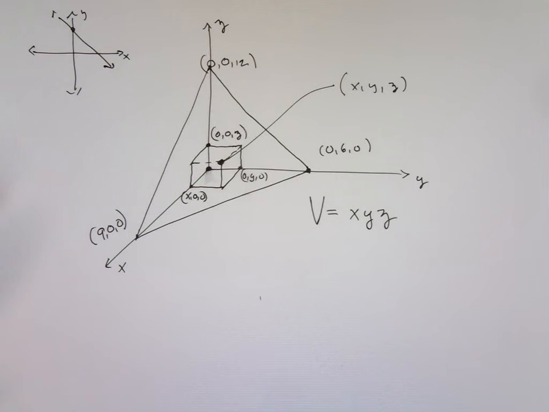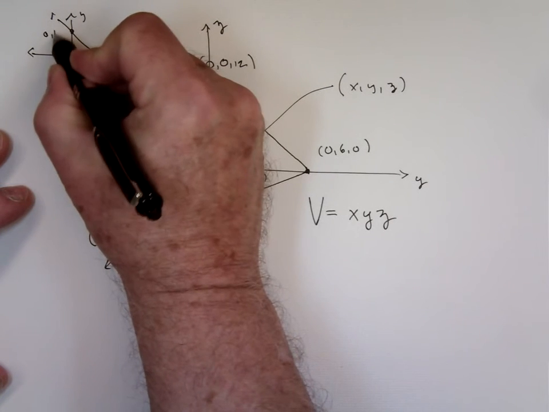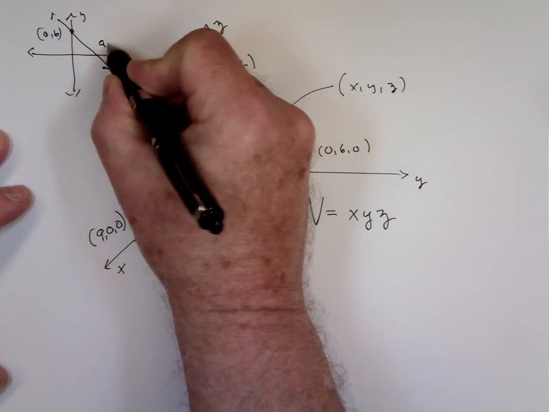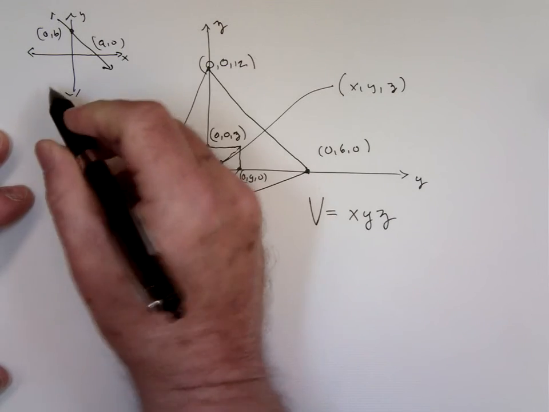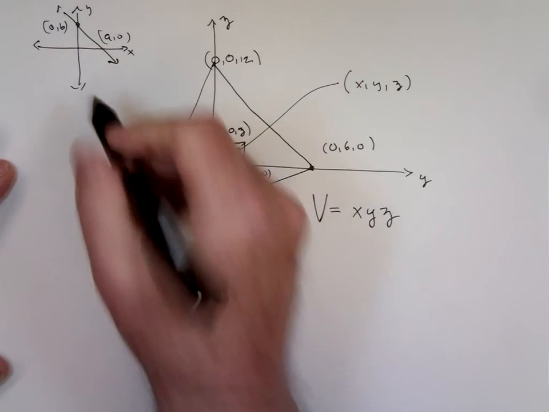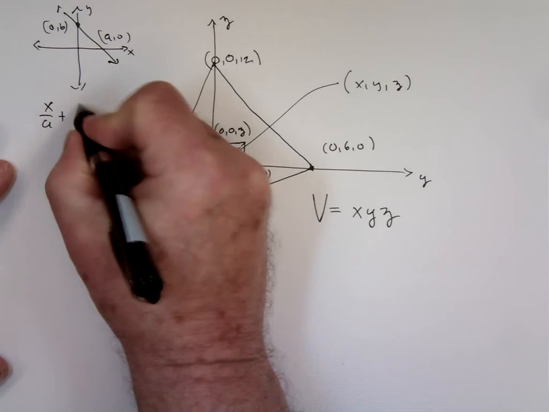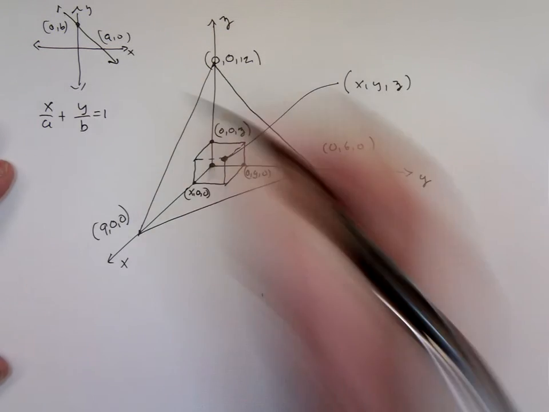Here's the deal. If you have a line with intercepts (0, b) and (a, 0), the equation of this line is x over a plus y over b equals 1. Okay? That's true.